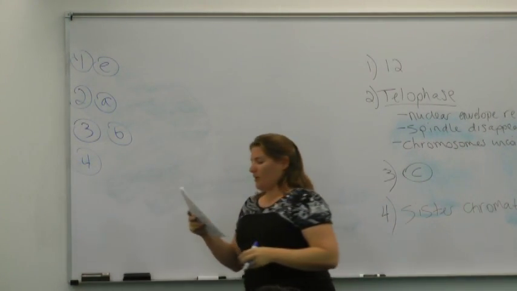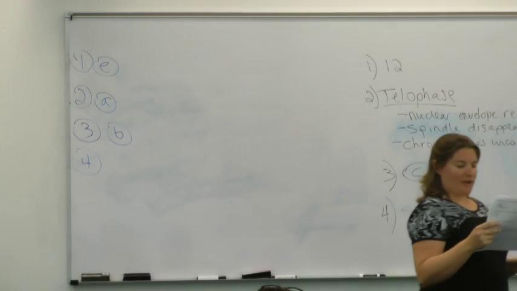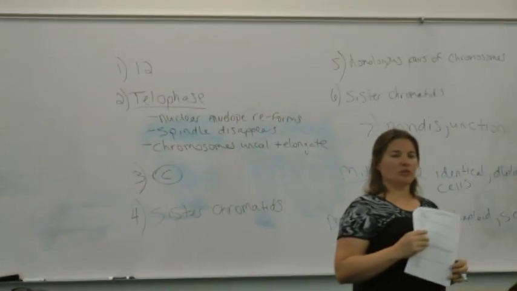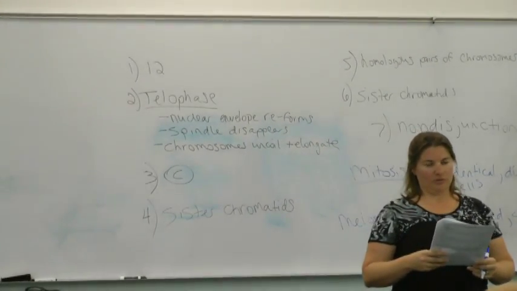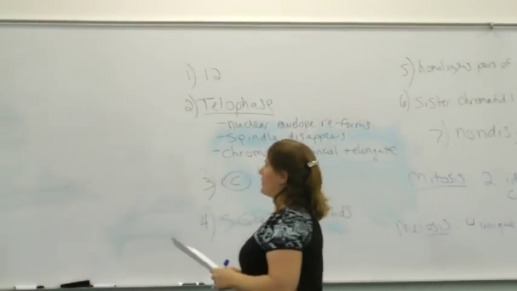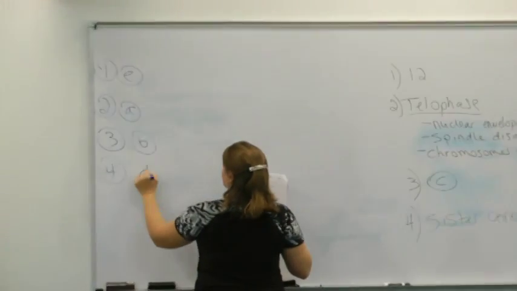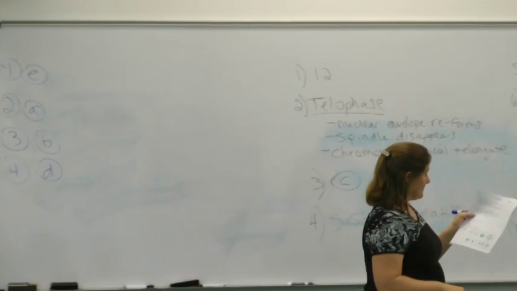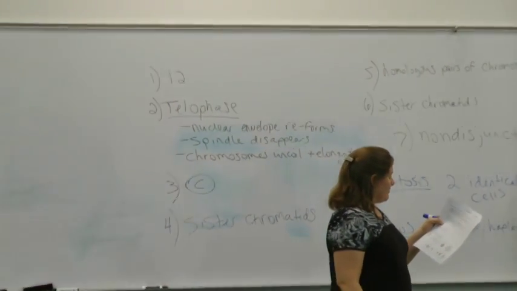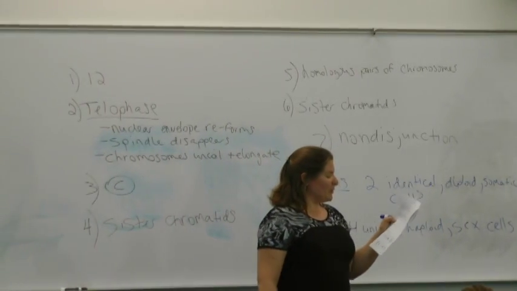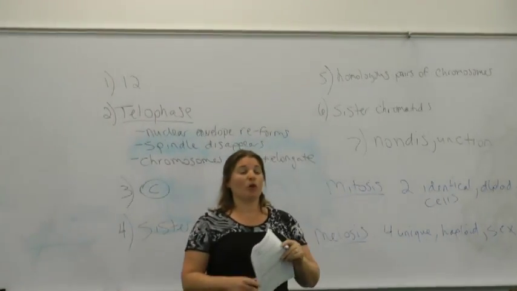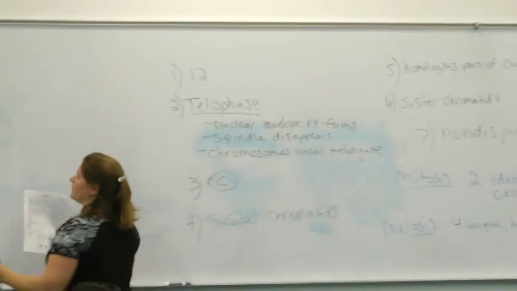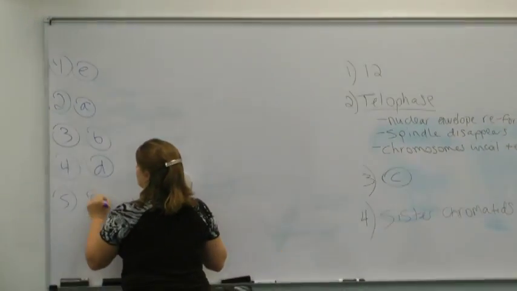Number 4, which cell in the figure below is in prophase? So the chromosomes have coiled and shortened. Okay. Is it D? It is D. You're correct. Is this mitosis we're talking about? This is mitosis, yeah. Okay. And then for number 5, which cell in the figure below is in metaphase? So chromosomes in the middle of the cell, right? C. Letter C. Okay, so that's cell C.